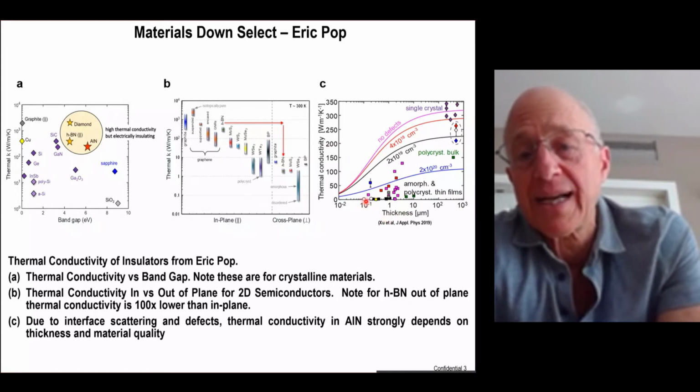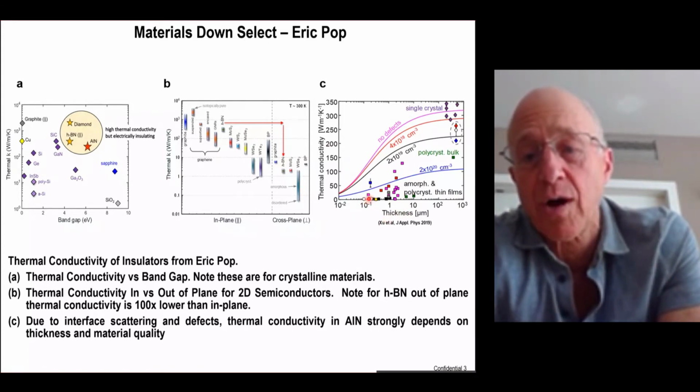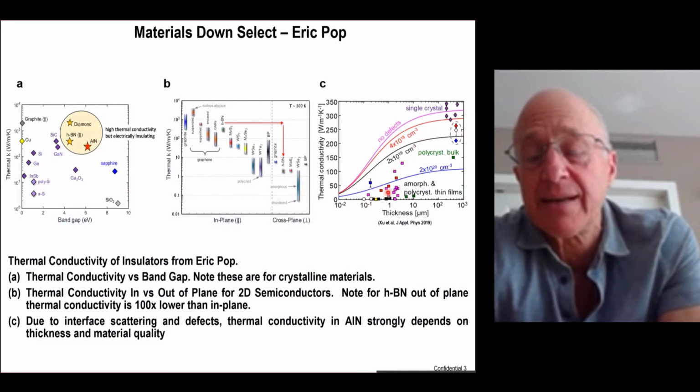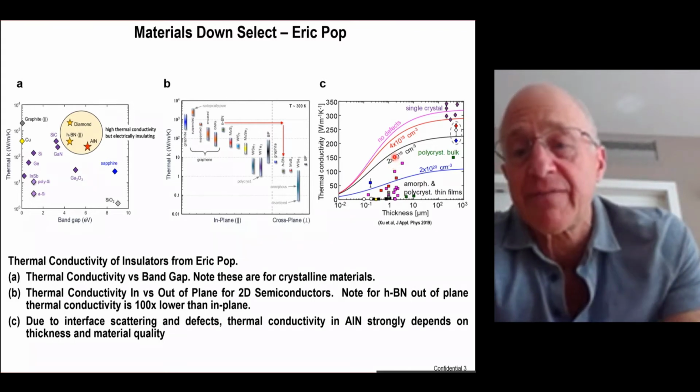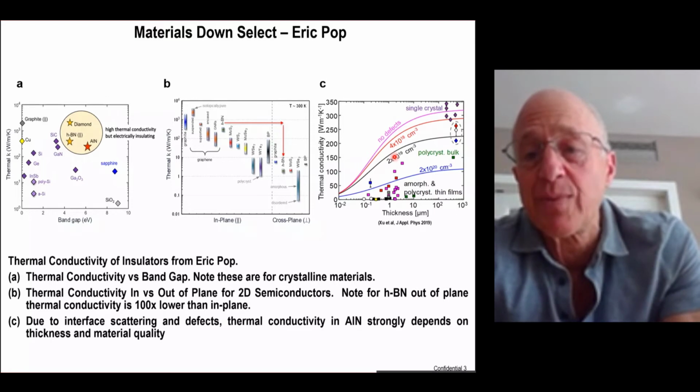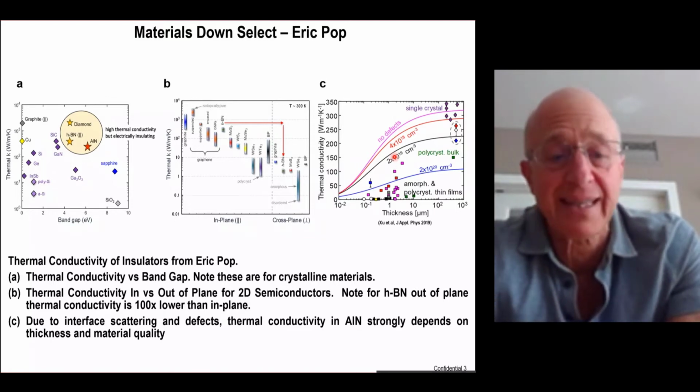And I just want to point out the white dots over here are for amorphous films. All the rest of these are polycrystalline. And so our goal is really to grow a near crystalline material that has a defect density of around 10 to the 19th, so we can at least approach the theoretical limit.